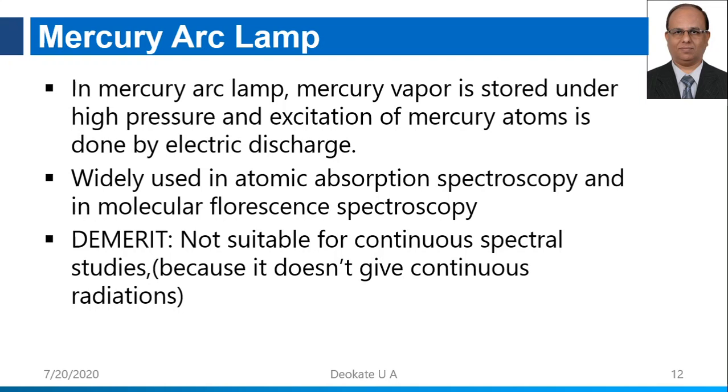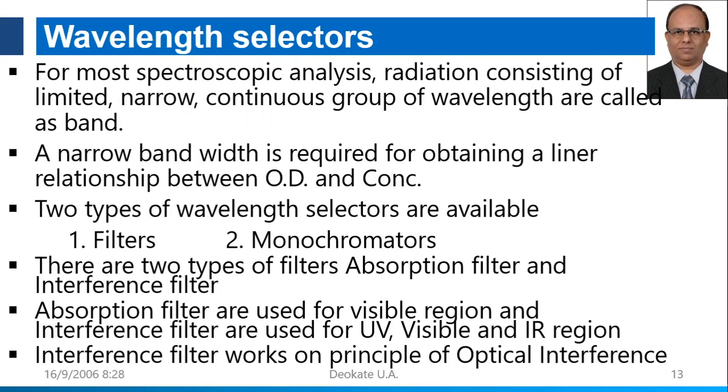It has a demerit: it is not suitable for continuous spectral studies because it does not give continuous radiation. It gives discrete lines, so it is used as a line source. Okay, so this is all about your source.